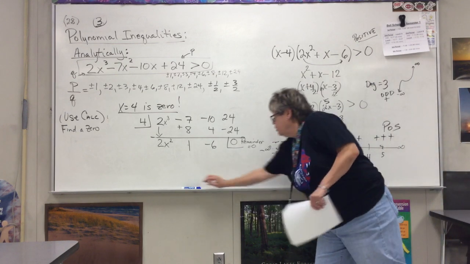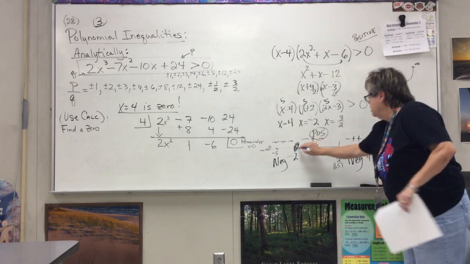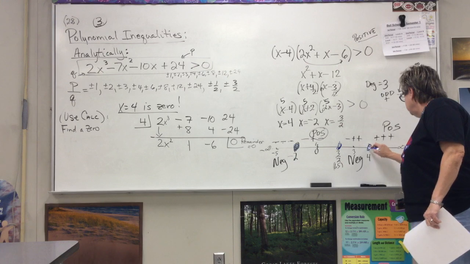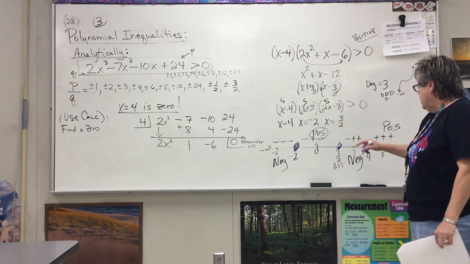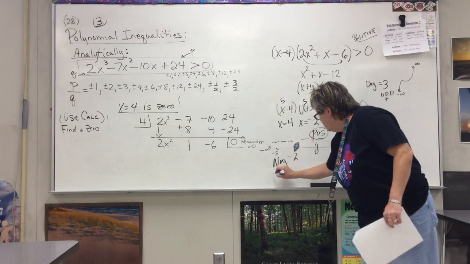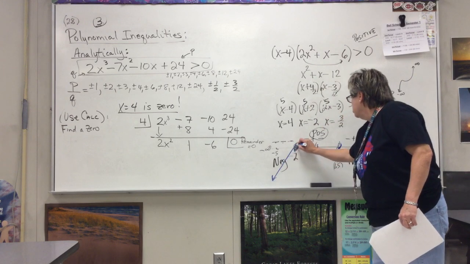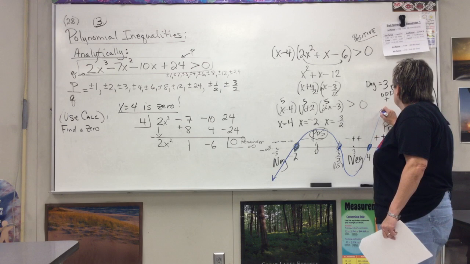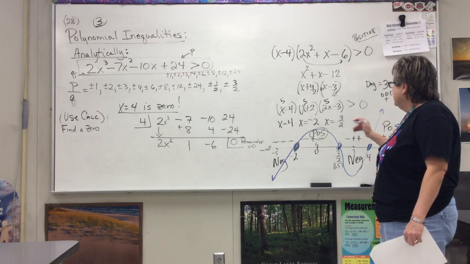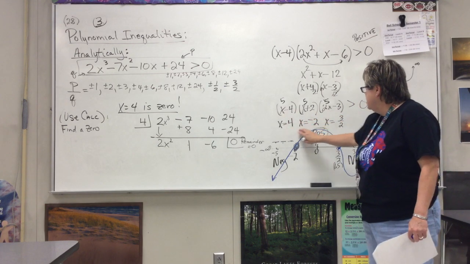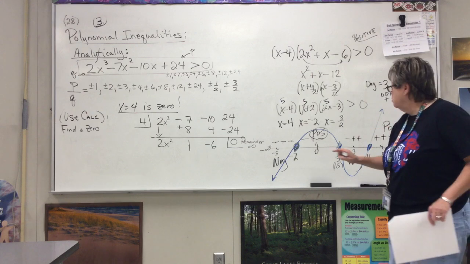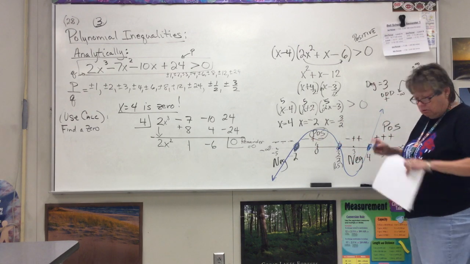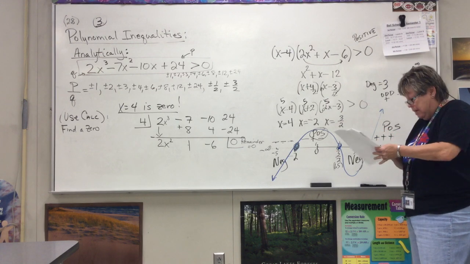So what does all that mean? Well, I have zeros at negative 2, 3 over 2, and 4. By our sign chart, we are negative this way, then we cross and are positive, cross to negative, cross to positive. All of these zeros have a multiplicity of 1, which means they should be crossing the x-axis, and they do. So that part all seems right to me.